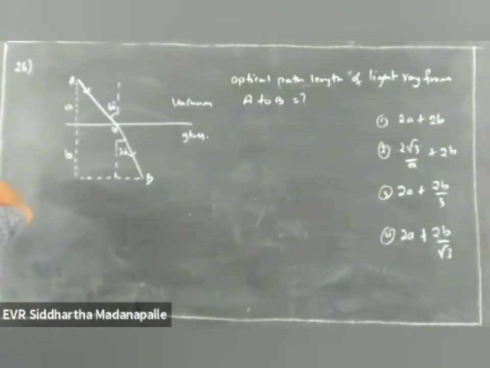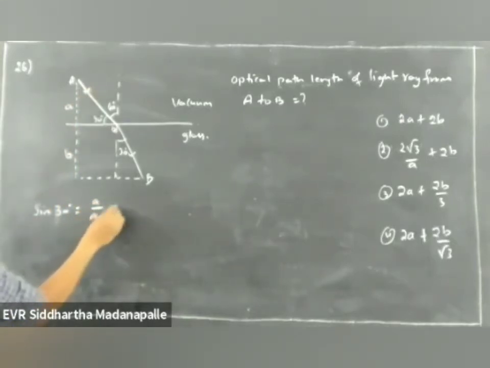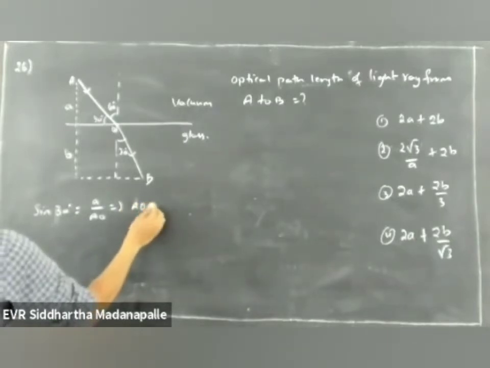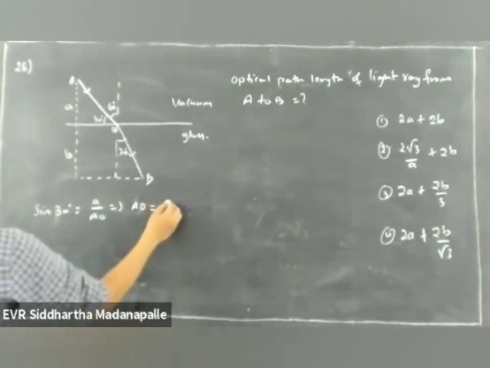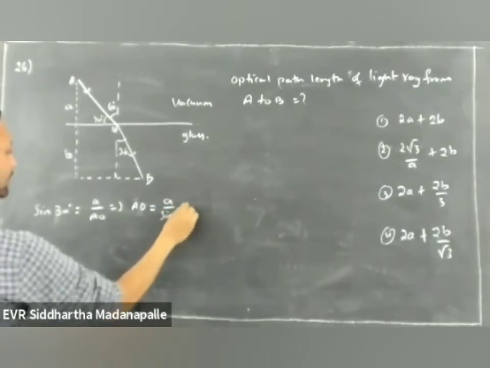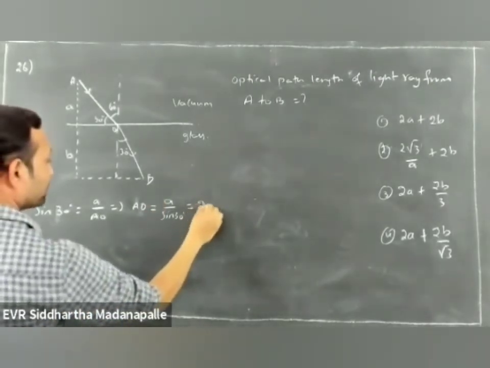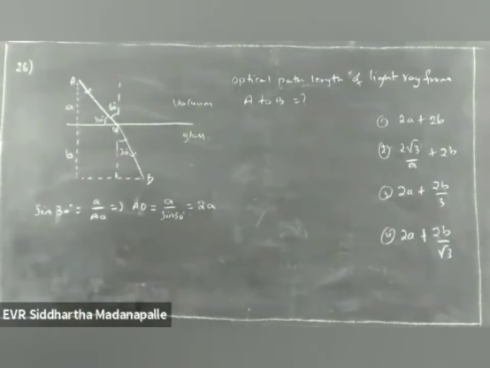Sir, first of all, what is theta? Here this angle will be 30 degrees, right? So sine 30 is equal to opposite side by hypotenuse, opposite side A by AO. Cross multiplying, AO is equal to A by sine 30. Sine 30 is nothing but 1 by 2, so AO is equal to 2A.